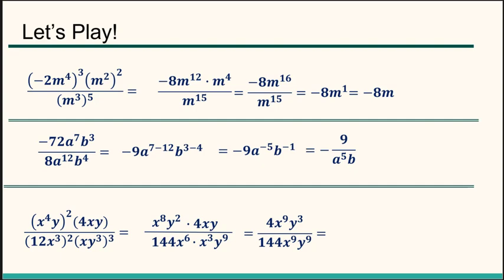All right, so 4 and 144. Those things cancel. Get a 1 there. Get a 36 there. Those x to the 9ths, they're gone. They just cancel themselves out. So I have 3 y's on top, 9 on the bottom. 1 over 36y to the 6th. And that would be your answer.